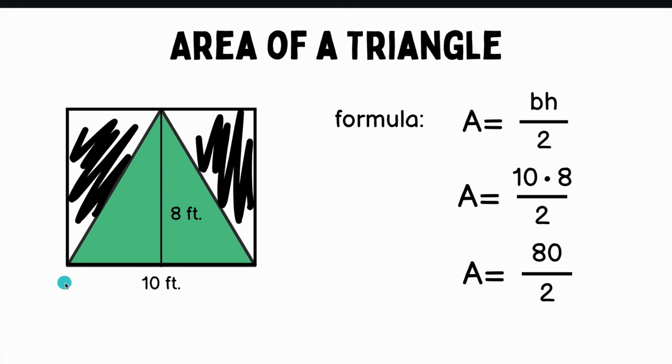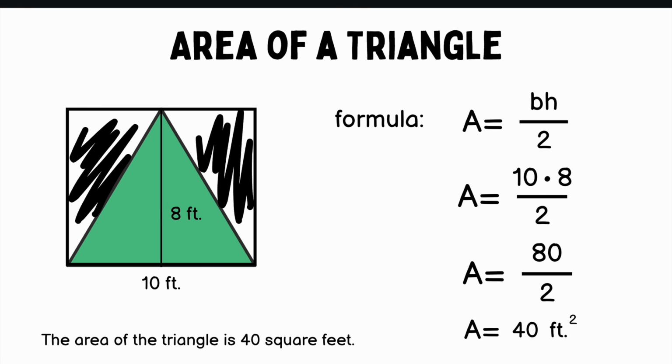And since we're taking the length times the width, we need to get rid of this area to only have the area of the triangle. That's why we're dividing by 2. We're taking half of this area, which is this. 80 divided by 2 is 40 feet squared. We can say the area of the triangle is 40 square feet.